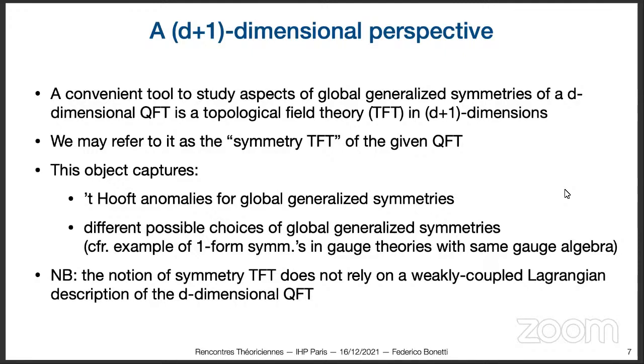This gadget encodes two crucial aspects of the global symmetries at hand. It encodes the 't Hooft anomalies for global symmetries, either ordinary or generalized, and it also encodes this other aspect I mentioned in the previous slides, namely that sometimes there are choices that have to be made on the precise form of the global symmetry, the one-form symmetry, say, in gauge theory. The purpose of the Symmetry TFT is to capture them both.